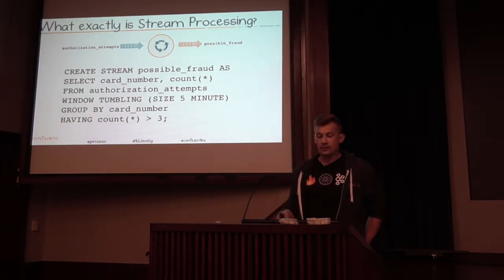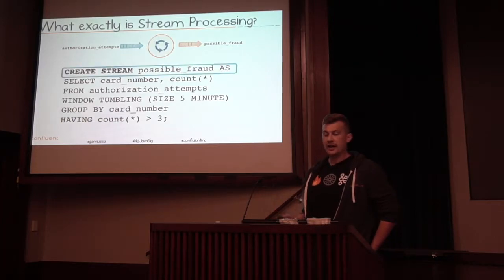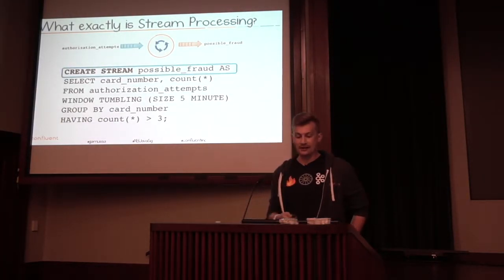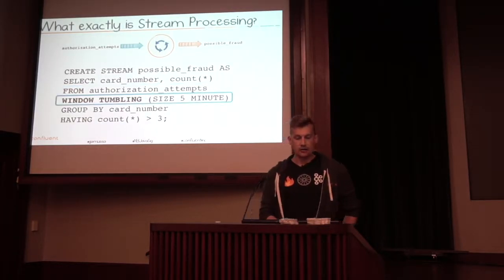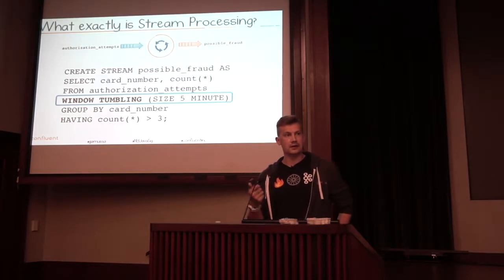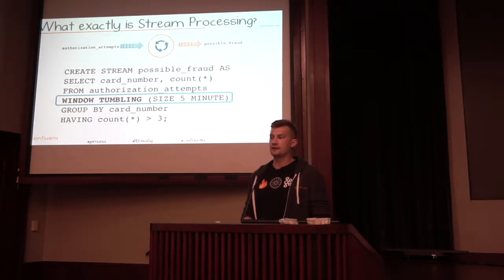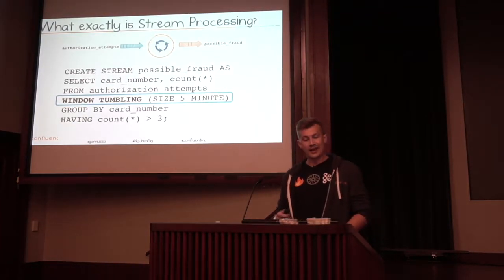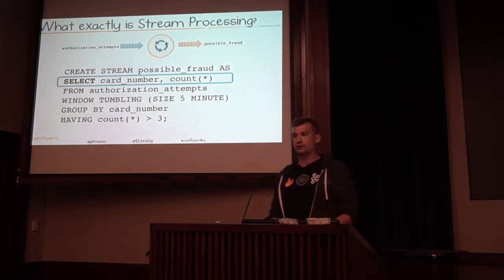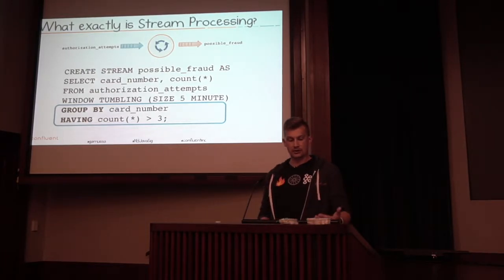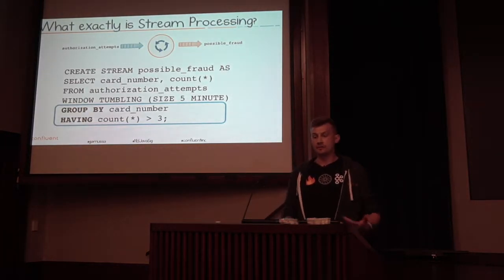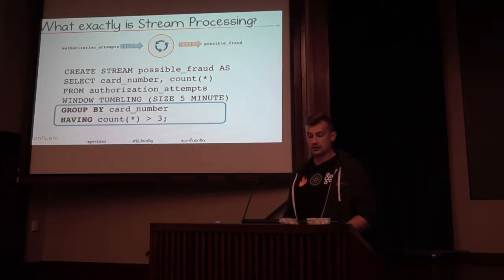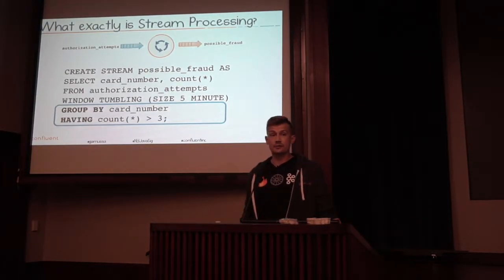We can use SQL to describe it. First of all, we have derived streams. We have a stream of authorization attempts, and we're creating one stream from another stream with additional parameters. We're not interested in everything. We can consider an event fraudulent if authorization attempts happened within a 5 minute window, and the count of attempts for this credit card number is more than 3 within the 5 minute window. This is a very naive logic, but it explains how we can create a stream out of a stream that will be reduced and will contain only the information of interest. This is essentially what stream processing does.